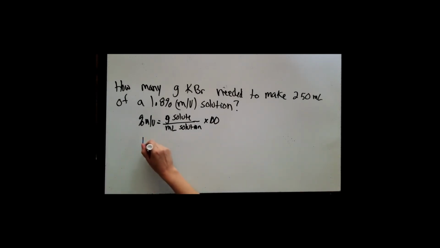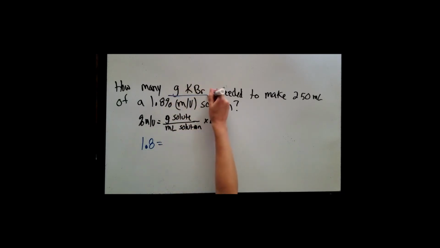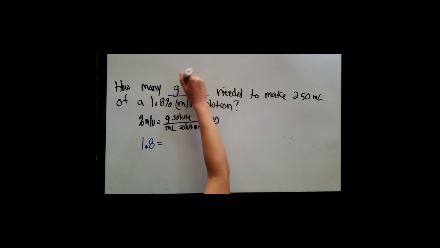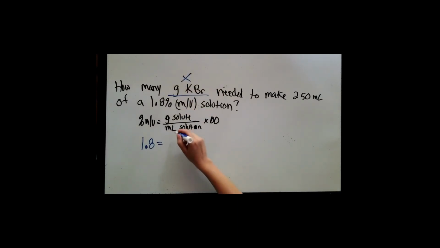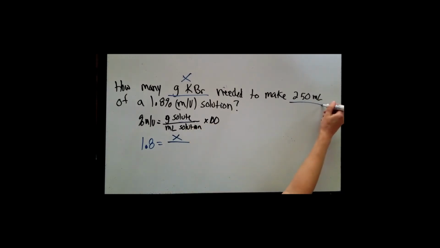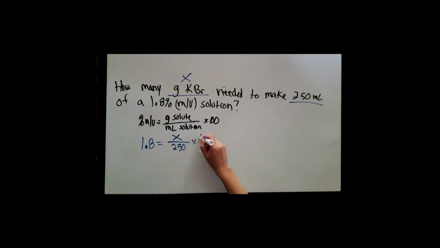So I have 1.8 here. Grams of KBr, that's what it wants to know, so I'm going to call this my X. The grams of solute in the numerator, that's the X that I'm trying to solve for. On the bottom is milliliters of solution. They gave that to us, 250. And then don't forget about that 100.